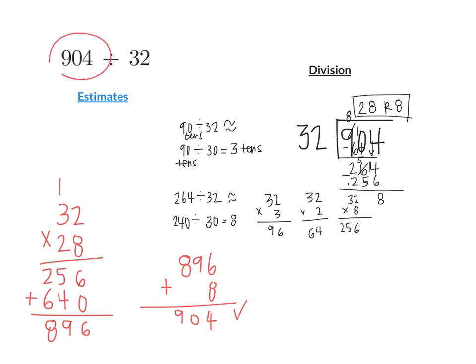So far, have we learned anything new today? No, this is what we did last week, right? We learned how to divide whole numbers, like 904, by two-digit divisors, like 32. Today, we're going to see how we can divide decimals. You're going to see it's not all that different.